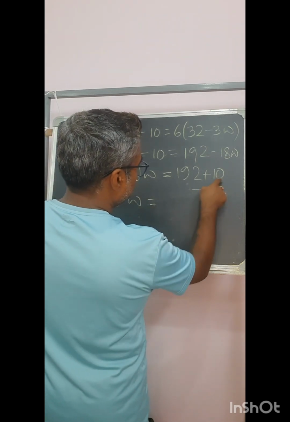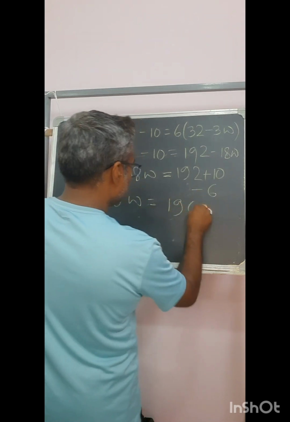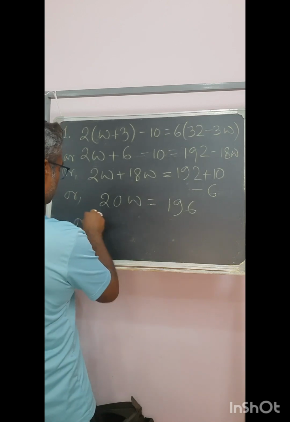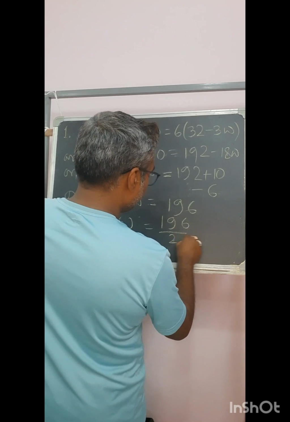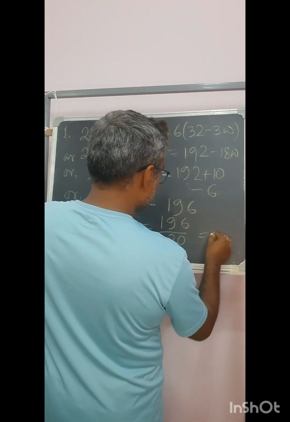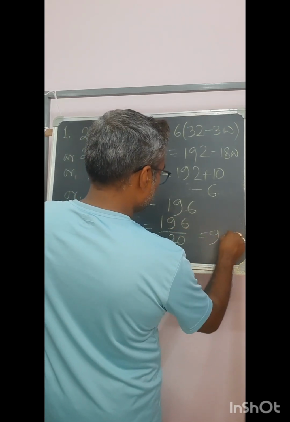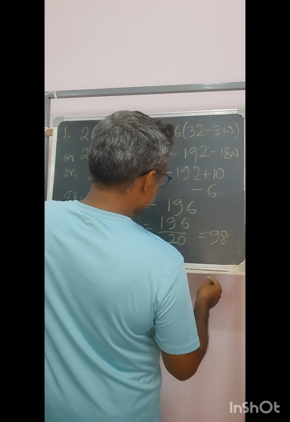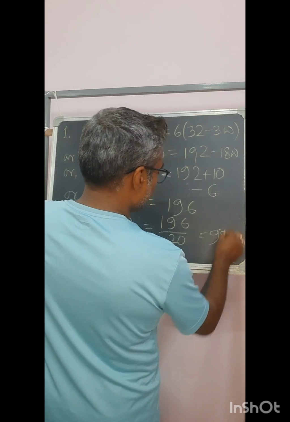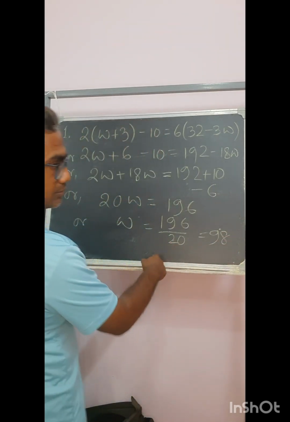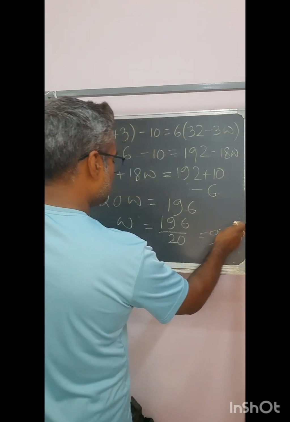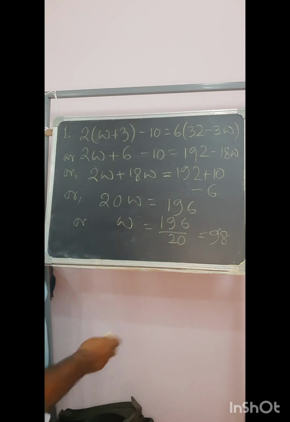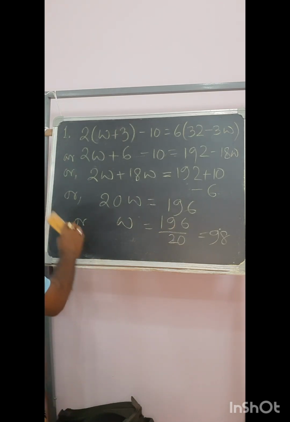That's it. So 4 196, so omega will be 196 upon 220, that is equal to 13. Because dividing by ten changes the decimal, it will move one point to the left. So this will be your answer. Okay.